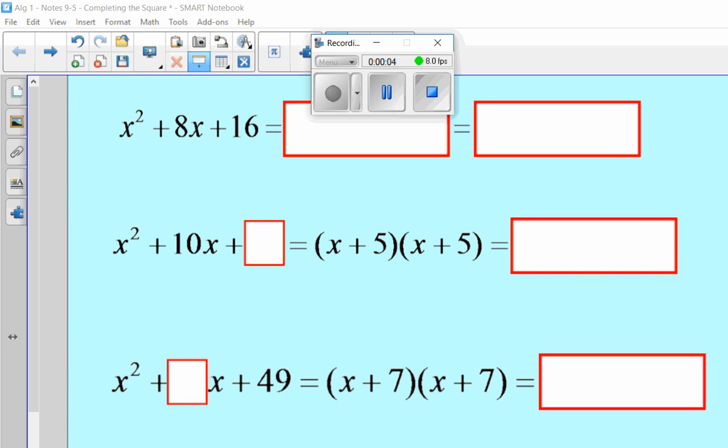Everybody, this is chapter 9, section 5. This is called completing the square. This is a concept that allows us to factor things when I can't X factor it.